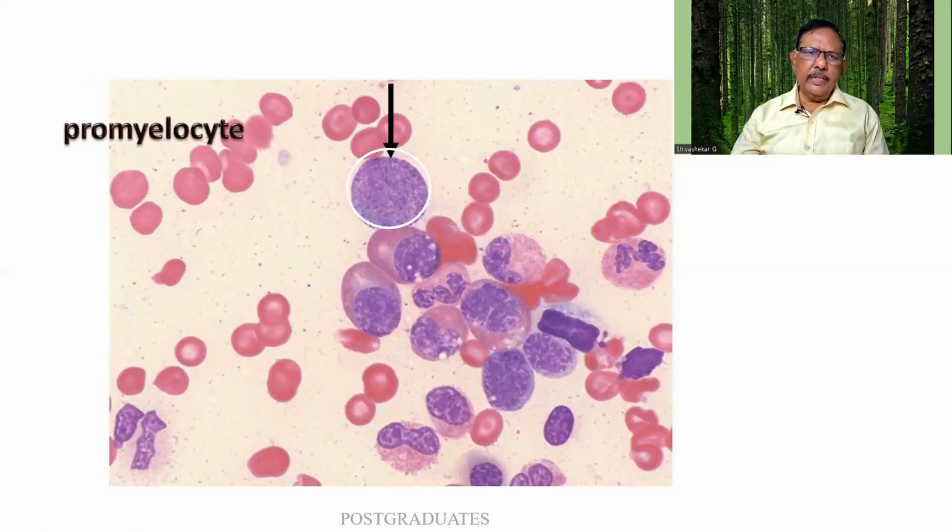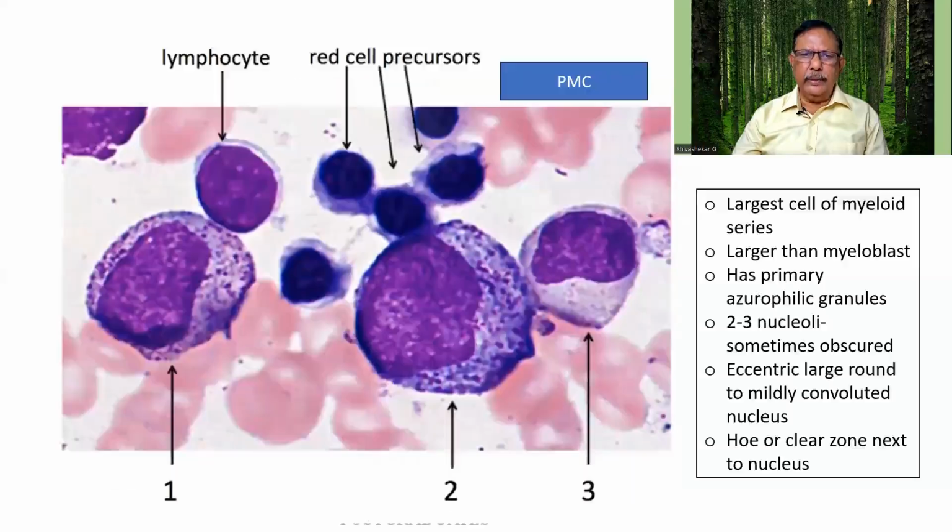At the same time, the cytoplasm has got some granules of it. So it is the next stage of a myeloblast. That is the promyelocyte. In fact, the promyelocyte is the larger cell than the myeloblast. So what are the features we shall be seeing subsequently?